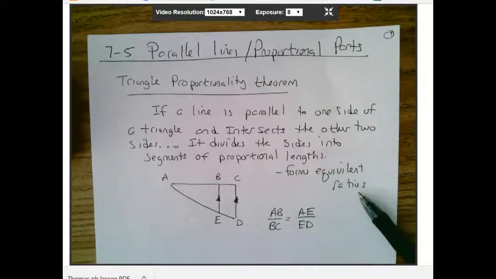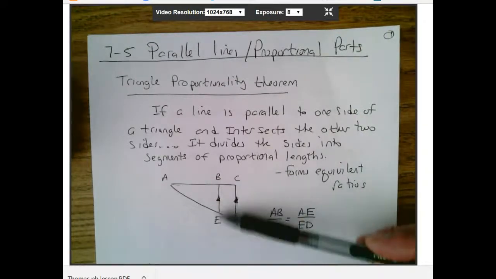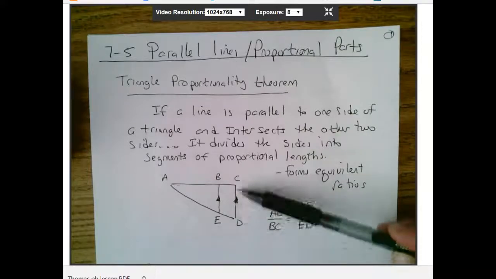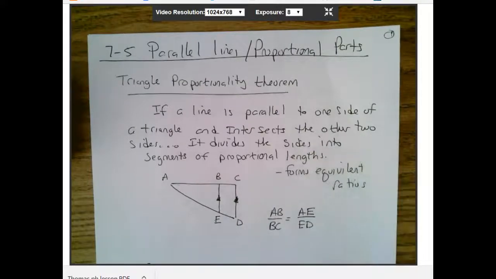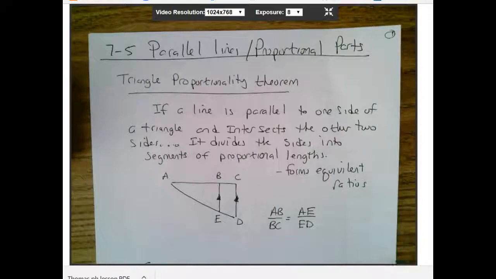So what that means is, if you have this BE here and it's parallel to the other part of the triangle, CD, then we know that if we compare the two sides of the triangle, like AB and BC as ratios, they will have the same ratio as AE and ED. Okay, so that's good to know whenever we're looking at a triangle and we want to figure out an unknown. So just keep that triangle proportionality theorem in mind.